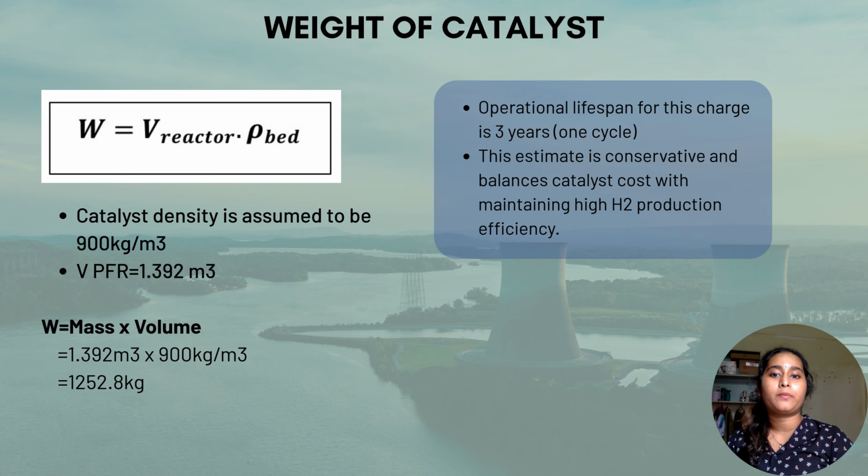So once the required PFR volume of 1.392 meter cube was determined from the kinetic calculation, the final step is to quantify the catalyst mass. The bulk density of the packed nickel alumina catalyst is assumed to be 900 kg per meter cube. Then mass is calculated by multiplying volume and density, and the calculation yields a required catalyst mass of 1252.8 kg. This is the mass of catalyst needed to fill the reactor and maintain the targeted 90% conversion.